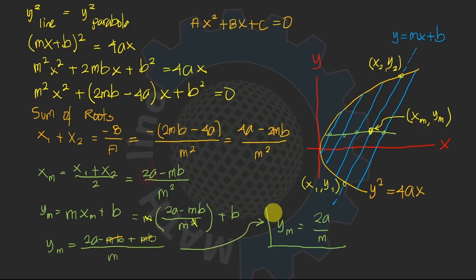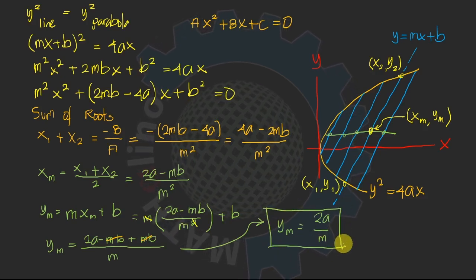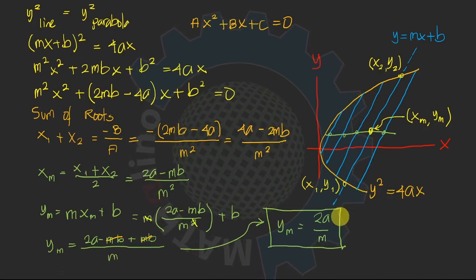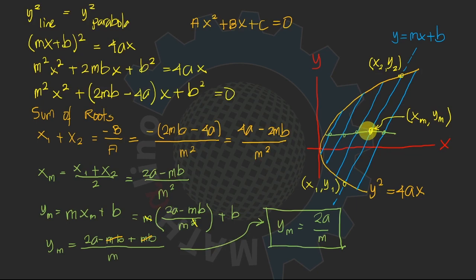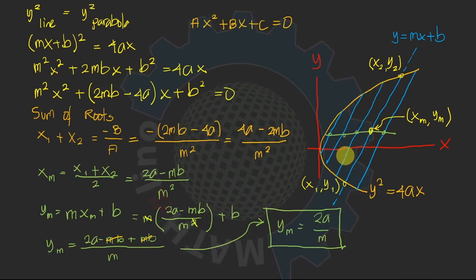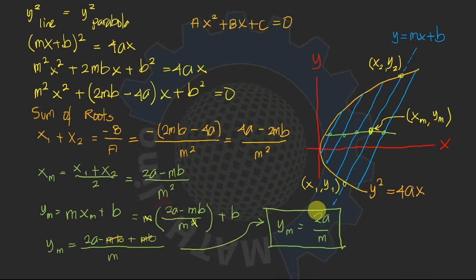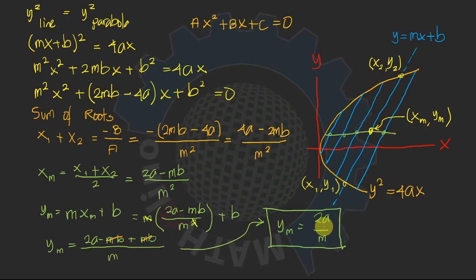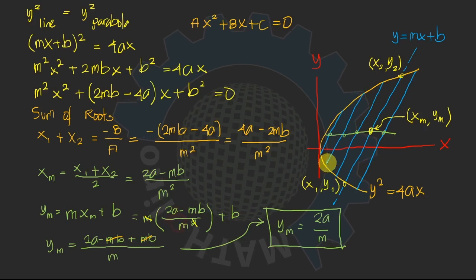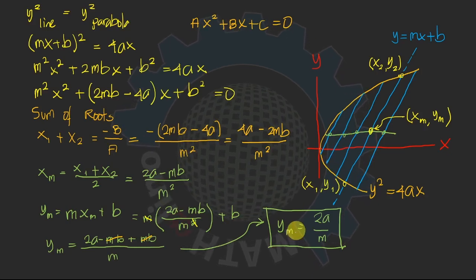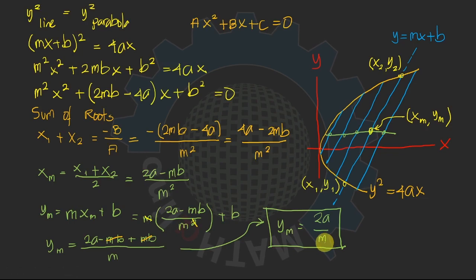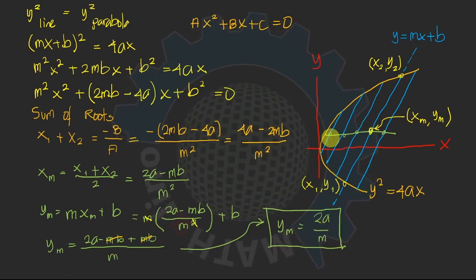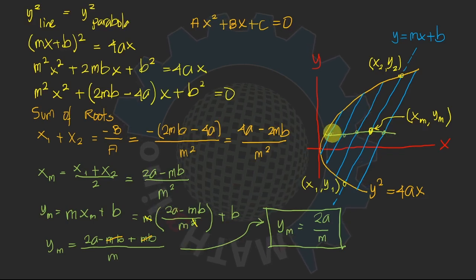Okay? What this equation said to us? This is actually the equation of the diameter. Because whatever is the y in this chord, that is equal to this one. The value of y at the midpoint of this chord is equal to this one, free from x. Okay? And this is a constant value. That's why we have this horizontal line parallel to the x-axis.